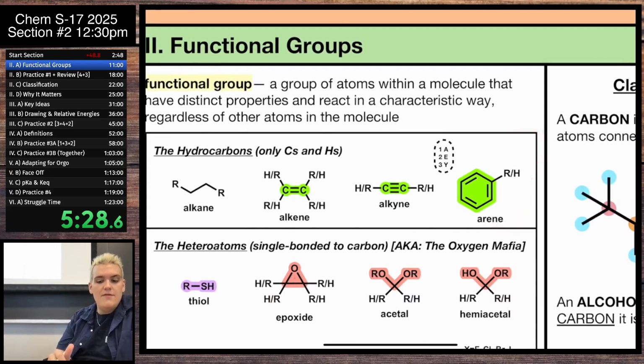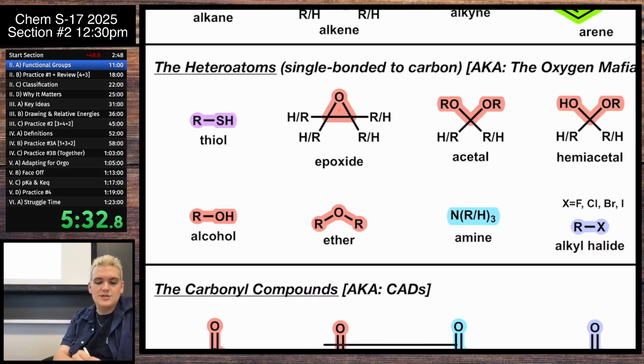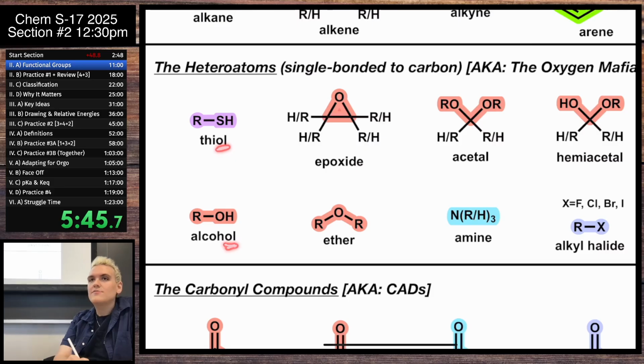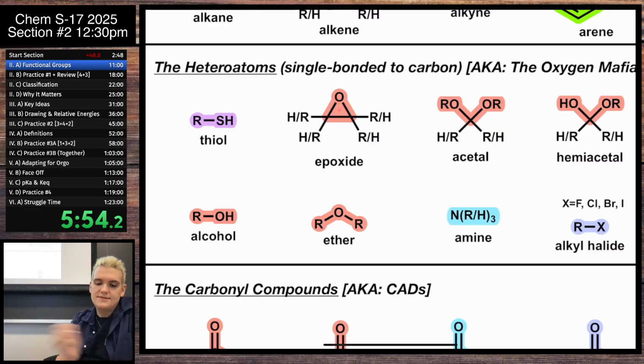Up next, we have the heteroatoms, which I call the oxygen mafia, because it's oxygen and all of its little family members. So our base functional group for oxygen is an alcohol. And then if instead of an oxygen we have a sulfur, we call it a thiol. Now, it still has this OL ending because it reacts really similarly to alcohols, because remember, oxygen and sulfur are in that same column of the periodic table, column 6.